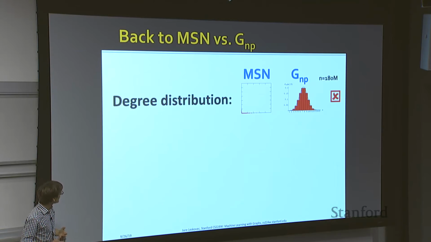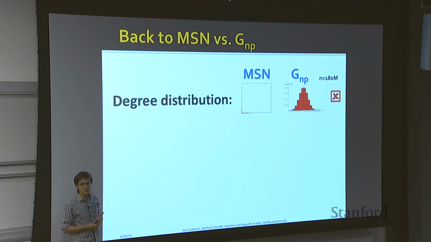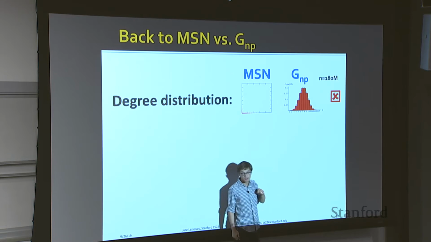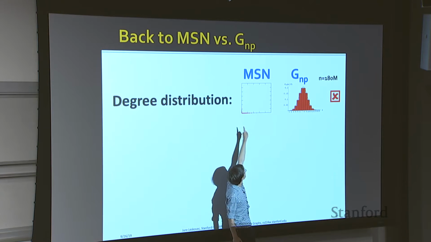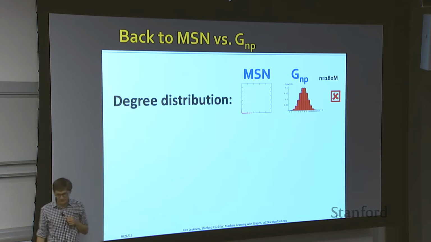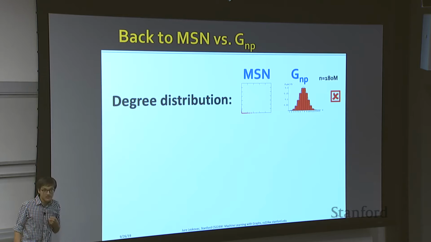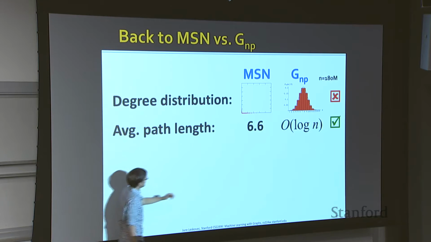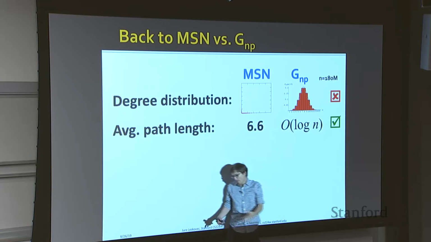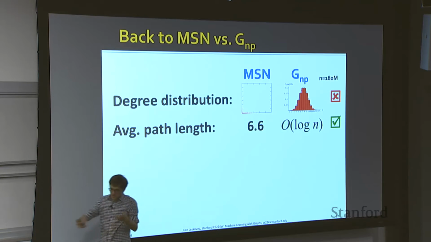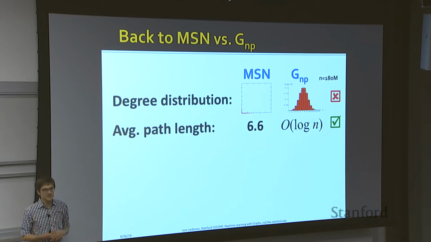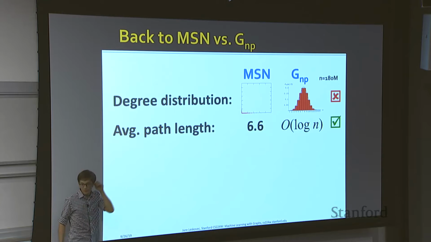So in terms of degree distribution, we saw that the two couldn't be more different, right? The random graph will have this type of bell-shaped degree distribution, and my MSN network has just like degrees along the axis of the histogram. Then for the shortest path length, we saw that MSN has about 6.6, and random graphs have about log n, which seems right. It's small. It's exponentially smaller than the size of the graph. So let's say that this looks good, right?